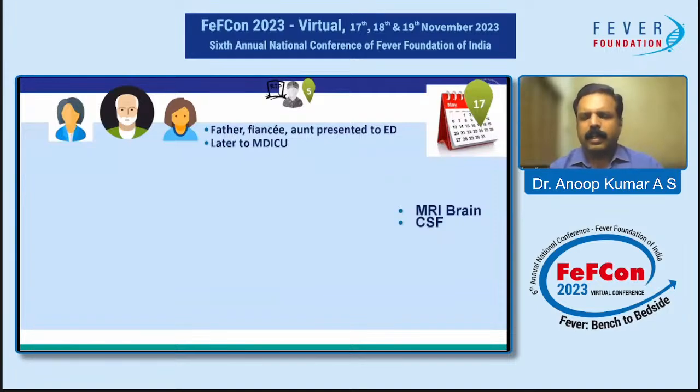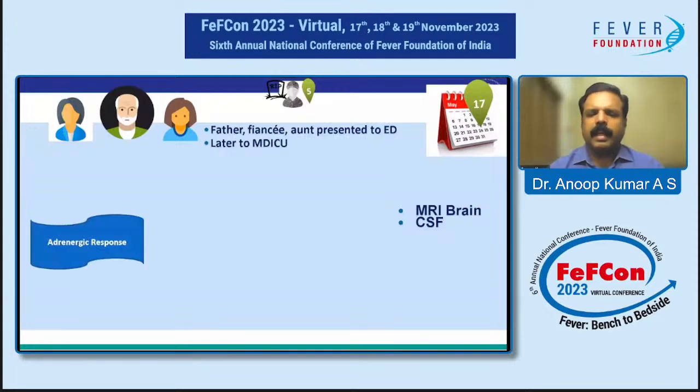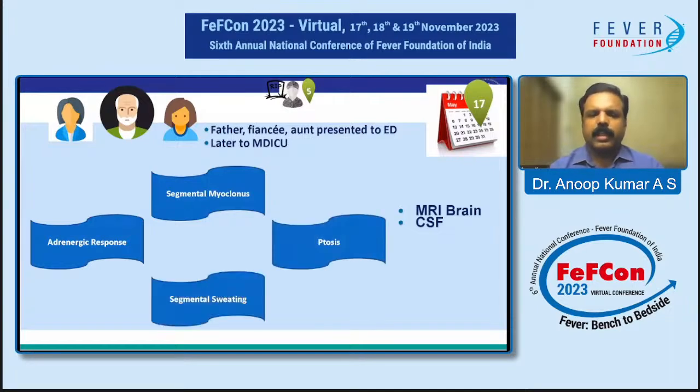So at that time we asked whether any other family members were having similar symptoms. His father, aunt and the fiancée were also having fever. So they were also admitted. They were absolutely normal with low-grade fever when they got admitted. But by evening, they also developed features of encephalitis. And all these patients were having severe tachycardia and hypertension. Then some peculiar neurological features like segmental myoclonus, ptosis, pupillary asymmetry, segmental sweating, etc.